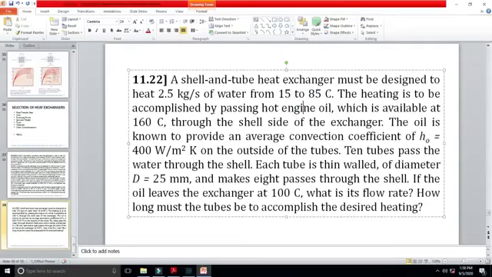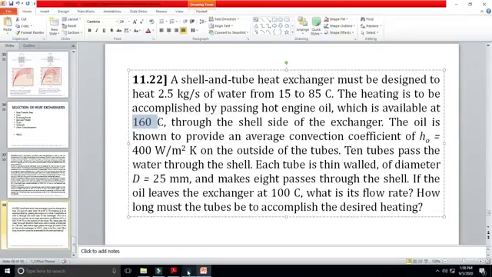The heating is to be accomplished by passing hot engine oil. So the water would be the cold fluid and this engine oil would be the hot fluid, which is available at 160 degrees Celsius through the shell side of the heat exchanger. It means that water will flow through the tubes and the hot engine oil will be the shell side fluid and it will be available at 160 degrees Celsius. It means that it will come in at 160 degrees Celsius.